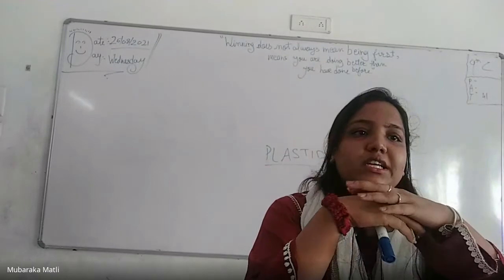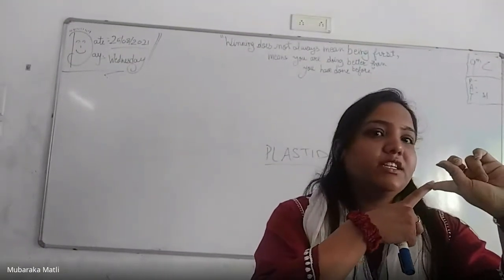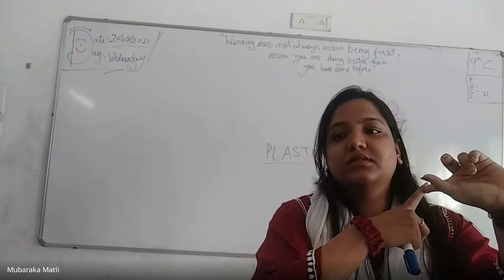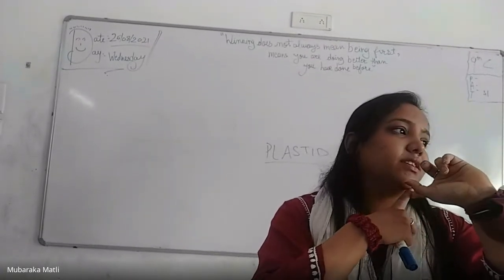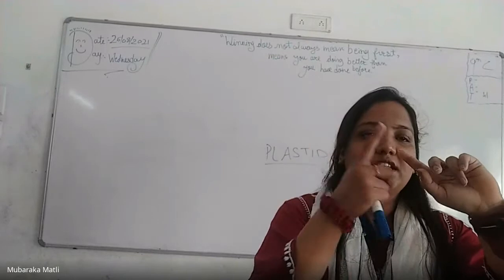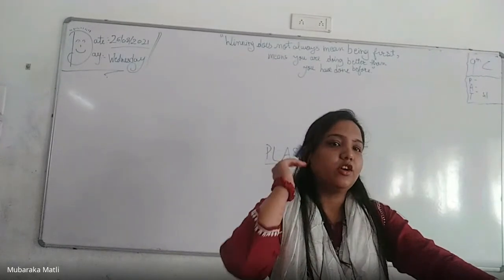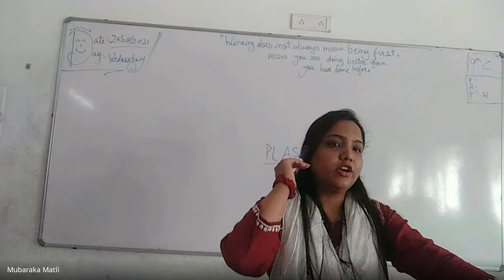Very good. Cell wall is only present in plant cell. It is made up of cellulose. Cellulose is a type of sugar. Okay? Plastids also are only present in plants.